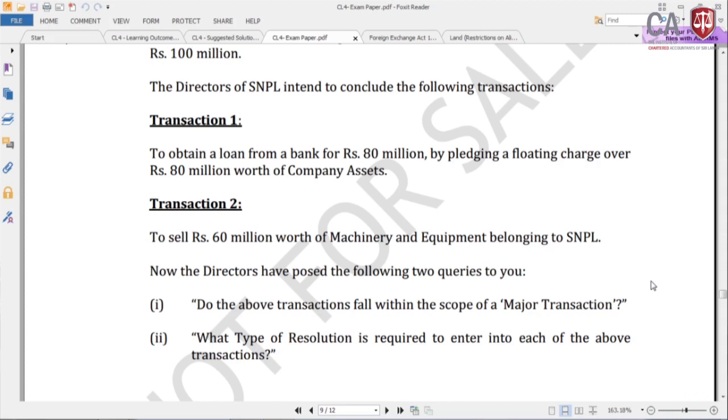Do the above transactions fall within the scope of a major transaction? And what type of resolution is required to enter into each of the above transactions? Now, let us look at the first one. Do the above transactions fall within the scope of a major transaction?